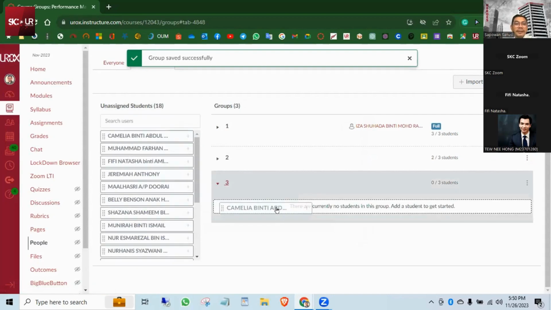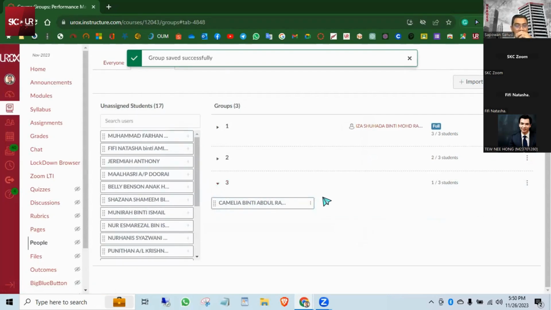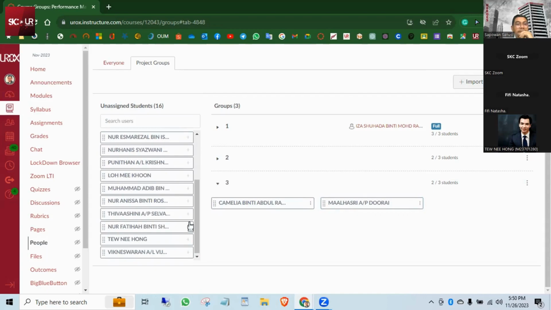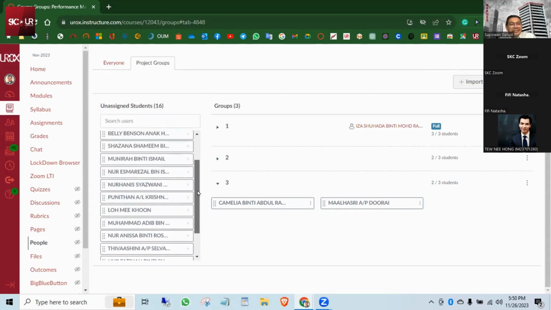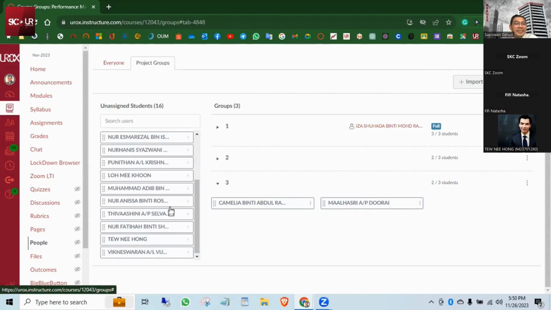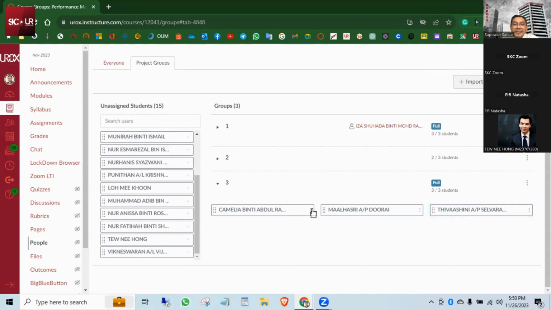So, Camelia, team members? Prof, boleh tak saya nak Malhasri? Malhasri. Then another one, sekejap tengah tengok nama. Okay, dengan Tibashini? Tibashini. Okay. Terima kasih, Prof.